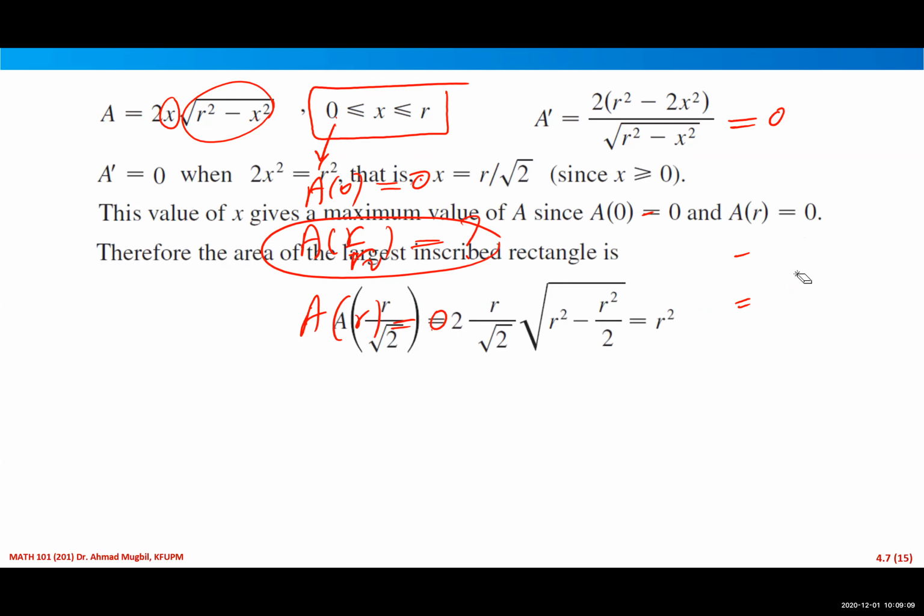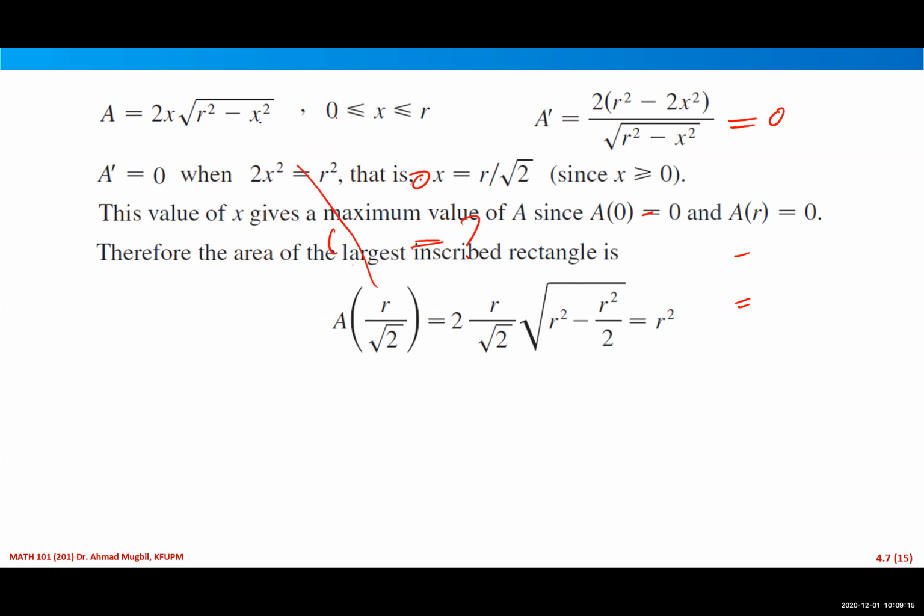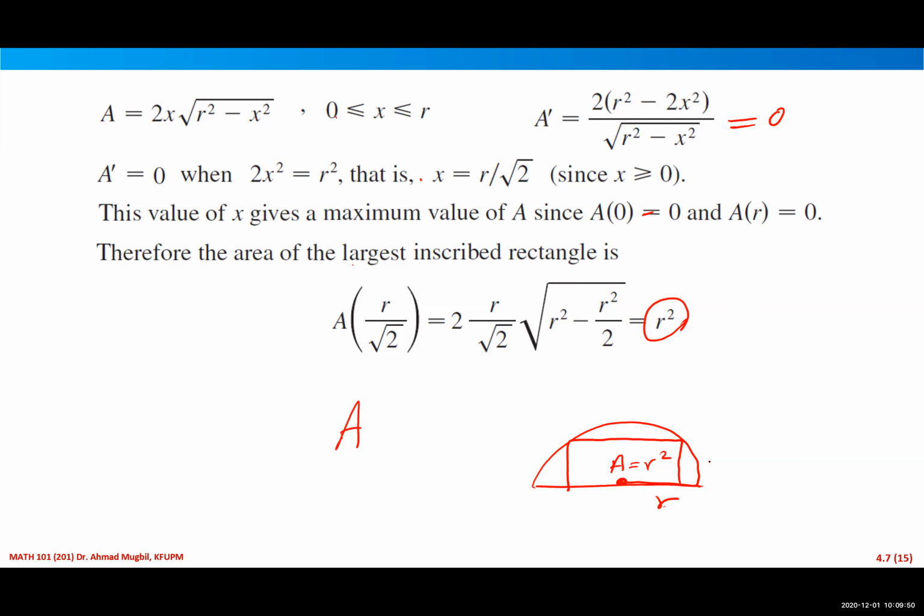Now, what you will do, you will find the value of the function at R over square root of 2. Here, X equals R over square root of 2. You have 2 times this, and you have at the end R squared. So what does that mean, guys? If you have a semicircle with radius R, the largest rectangle that can be inscribed inside this semicircle must have an area equal to what? The square of R. So the area here should be R squared.